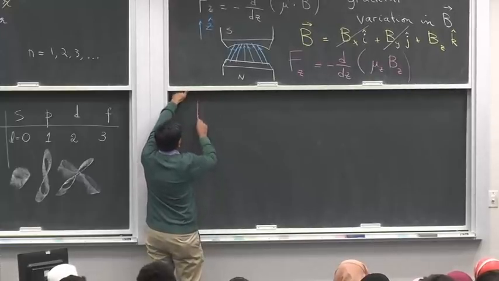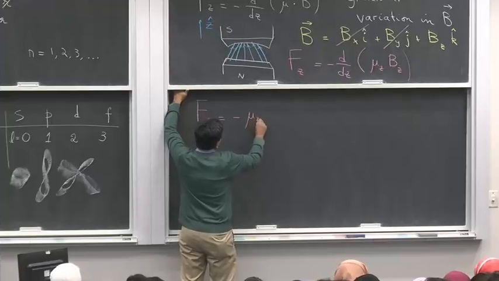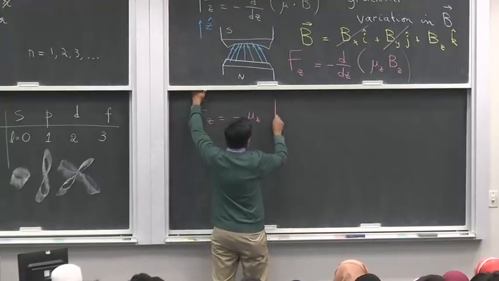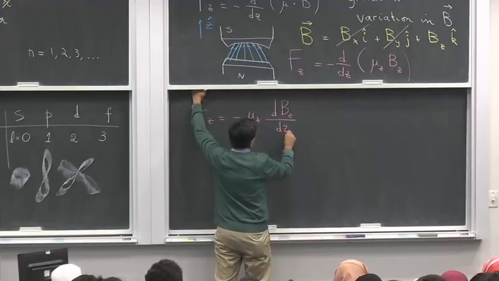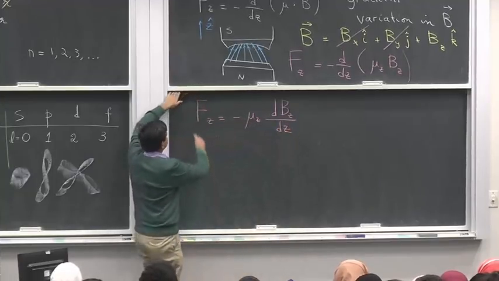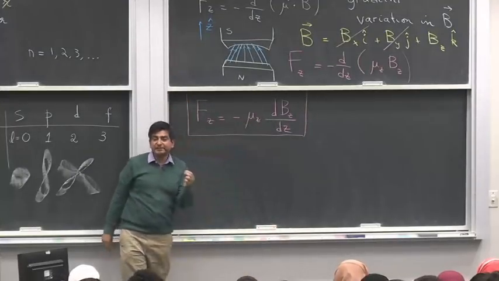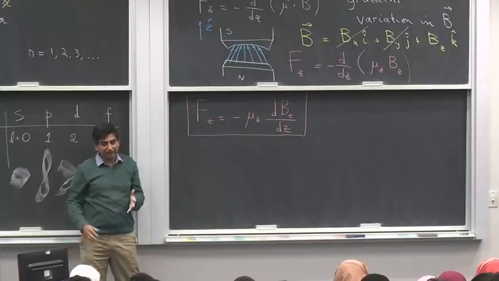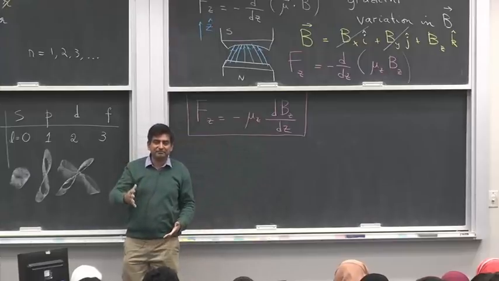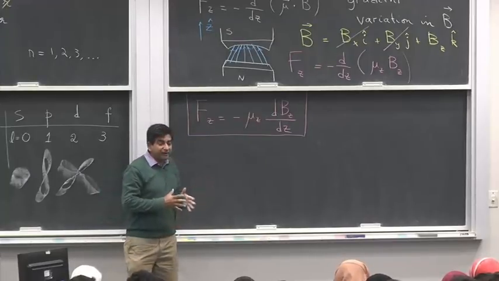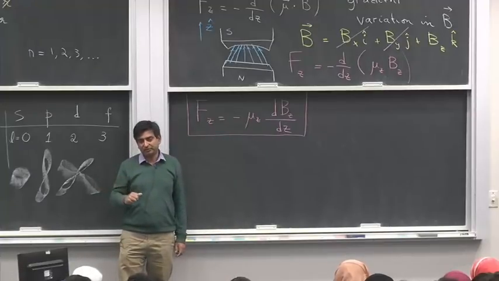So my Fz becomes minus mu z, which is a constant, times the derivative of Bz with respect to z. So this is the force that acts on a particle if there is a gradient along the B direction, and if a force acts on the particle, you can tell that there is some non-zero magnetic moment.